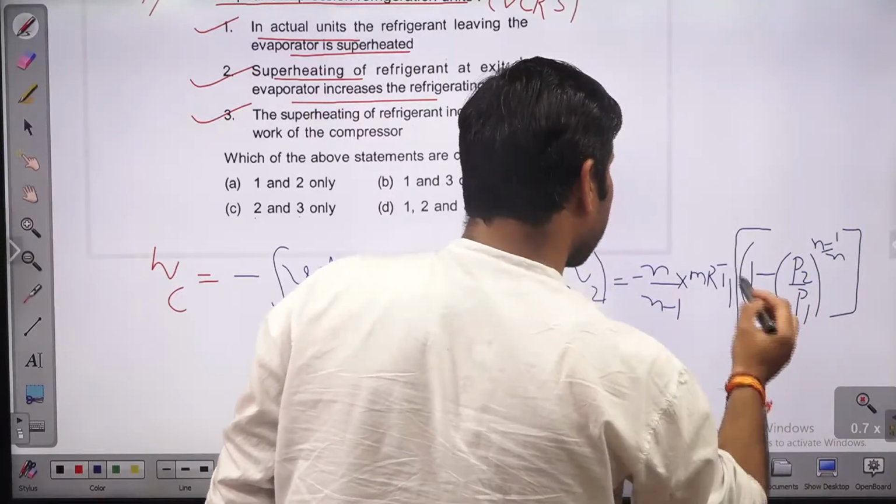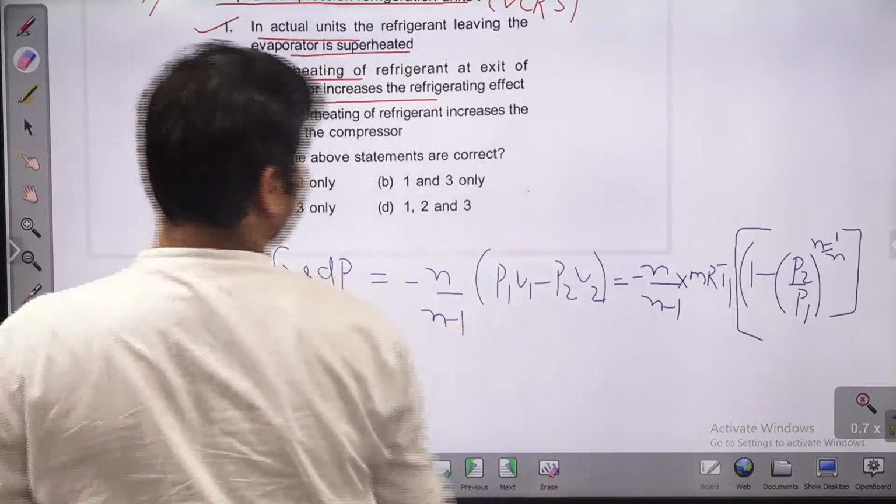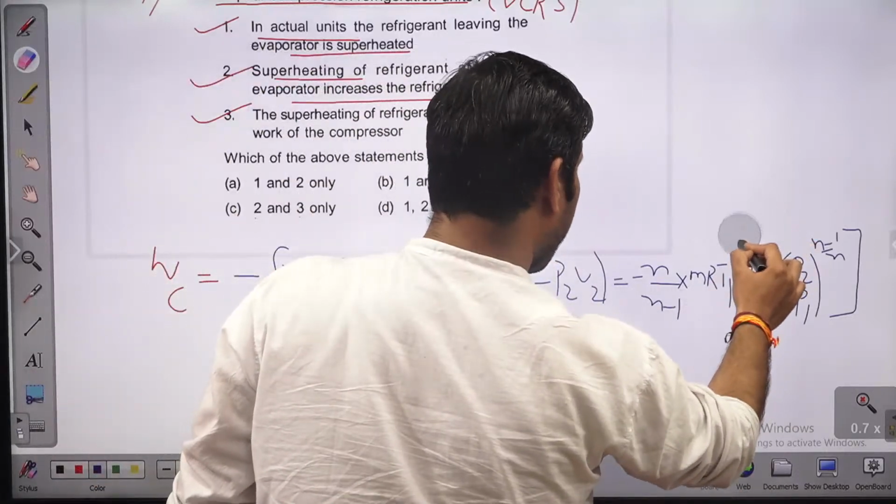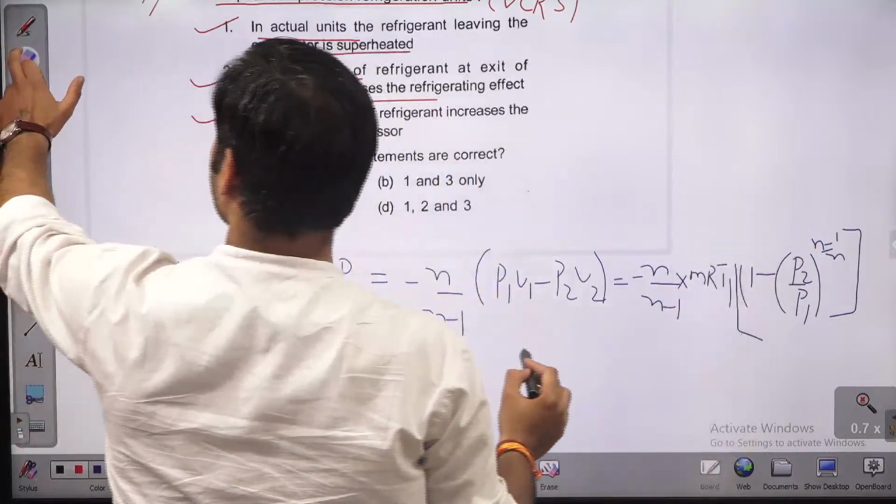Are you getting this idea, guys? This is how you can write this. Okay, so I'm removing this bracket.